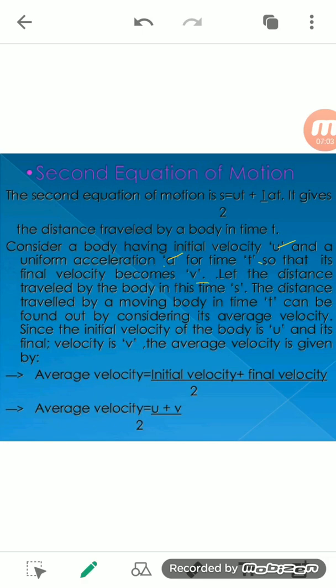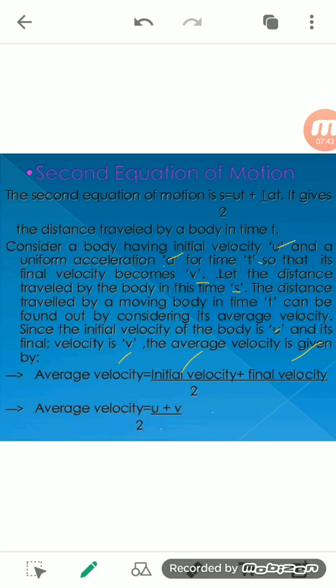Suppose that the distance traveled by the body in this time is equal to s, and the distance traveled by a moving body in time t can be found by its average velocity. So what is the average velocity? Average velocity is equal to initial velocity plus final velocity upon 2. We already discussed that the initial velocity of the body is u, the final velocity is v, and the average velocity can be calculated. So average velocity is equal to u plus v upon 2.